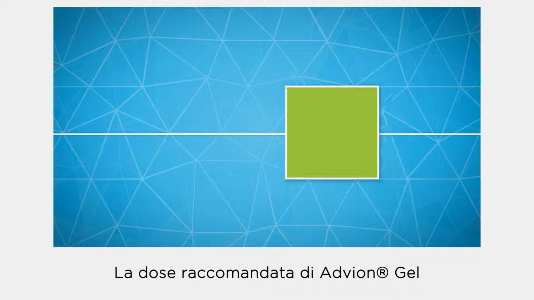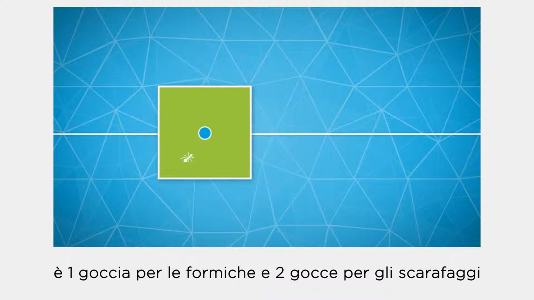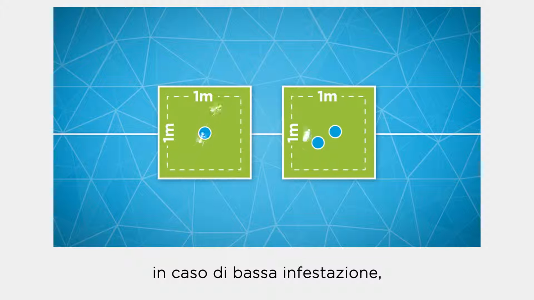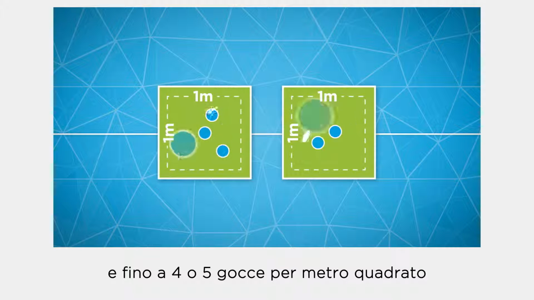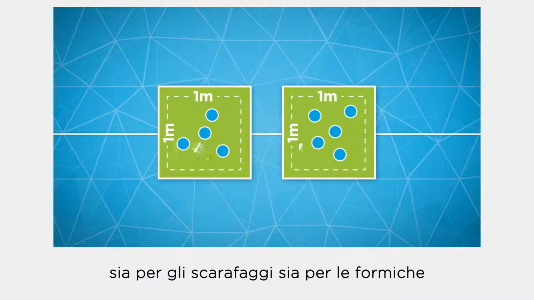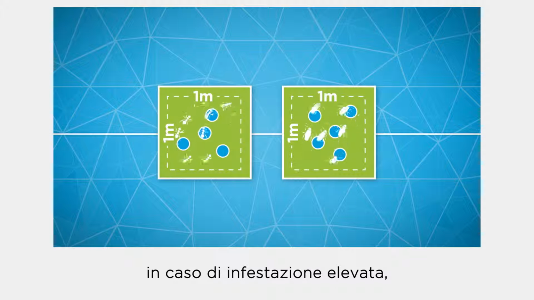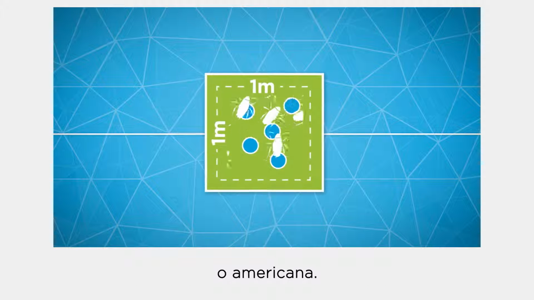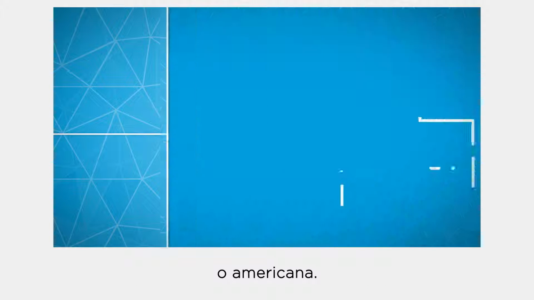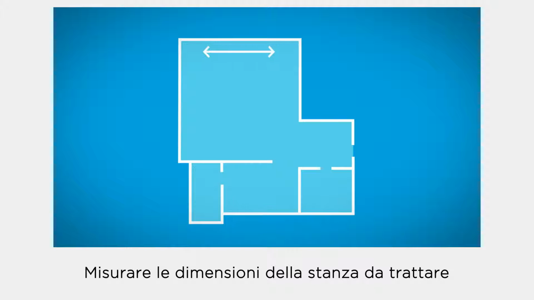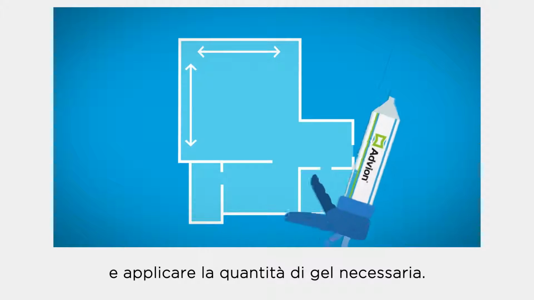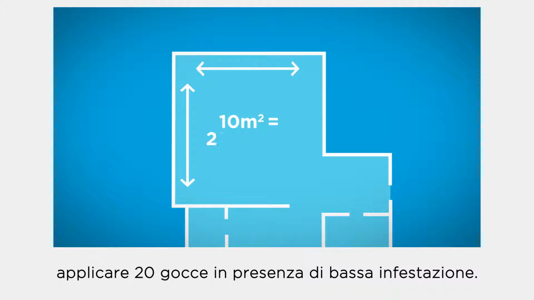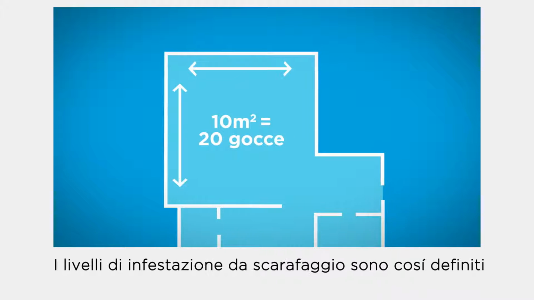The recommended dose of Advion gel bait is 1 spot for ants and 2 spots for cockroaches per metre squared for a low infestation, and up to 4 to 5 spots per metre squared for both cockroaches and ants in case of a high infestation, or an infestation of the large Oriental or American cockroaches. Measure the size of the room to be treated and apply the corresponding amount of gel. For example, in a 10 metre squared room, apply 20 spots if there is a low infestation.